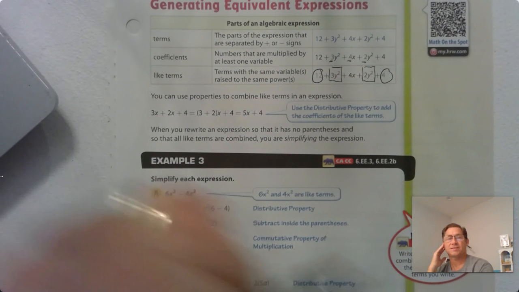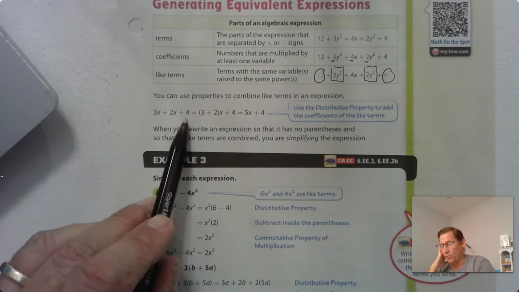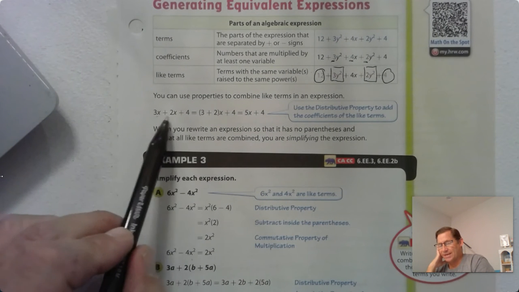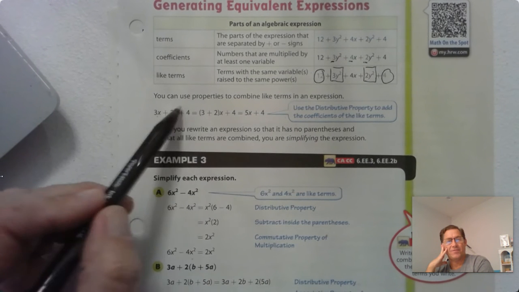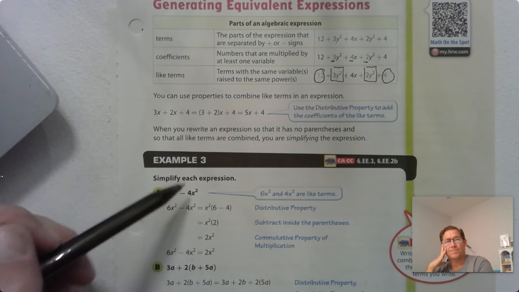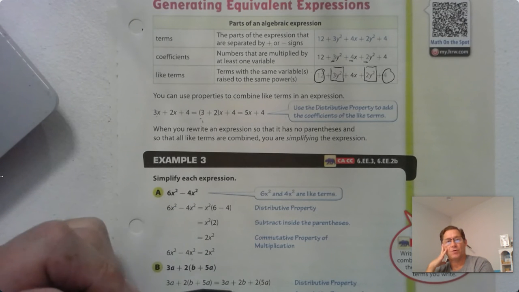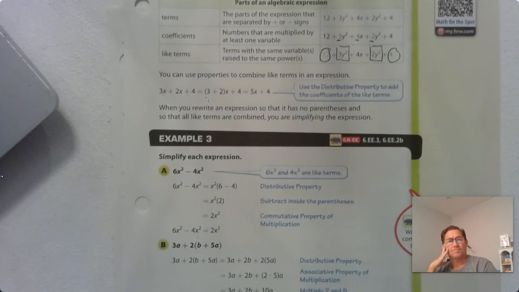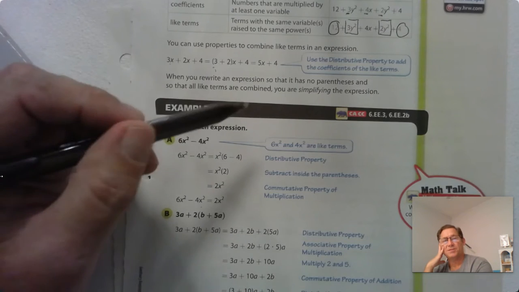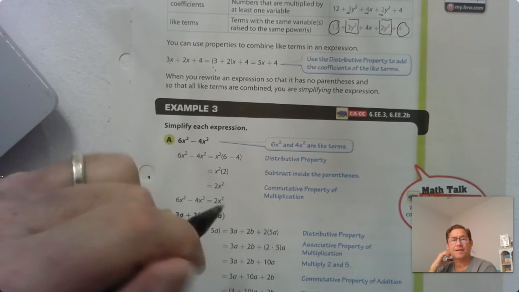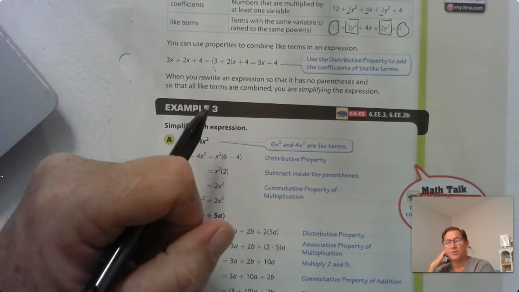All right, so we can use properties to combine like terms in an expression. So let's look at 3x plus 2x plus 4. Well, 3x plus 2x is the same as x times the sum of 3 and 2, plus 4. Well, then 3 plus 2 is 5, so 5 times x plus 4. So when we rewrite an expression without any parentheses, and so that all like terms are combined, we're doing what is known as simplifying the expression.